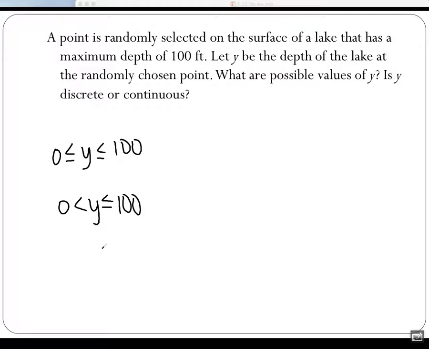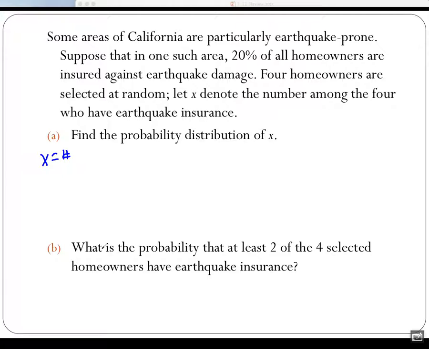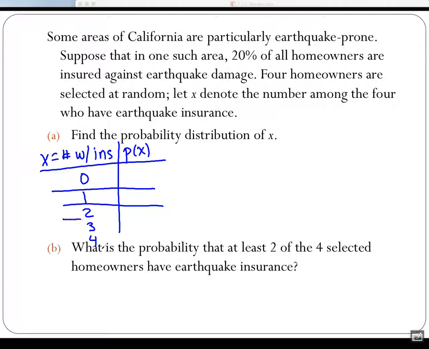Okay, next one is where we had some issues, it seemed. So this is the one about the earthquake insurance. Find the probability distribution of x. X in this case is the number of people with insurance, right? And then you have the p of x. Either 0 people have insurance, 1, 2, 3, or 4 people have insurance. If no people have insurance, that's 0.8 to the 4th, which is 0.4096. Is that correct? Yep.